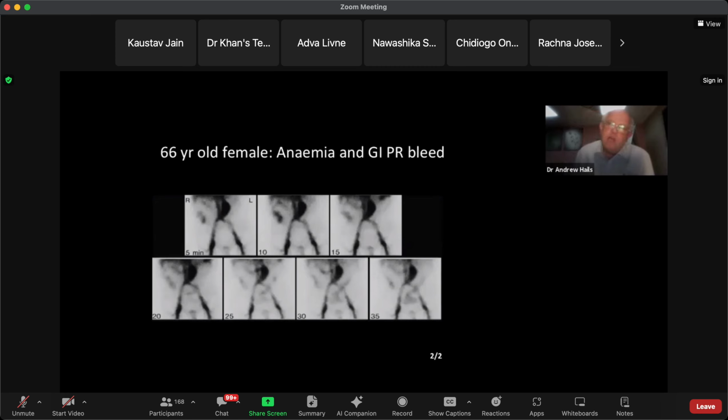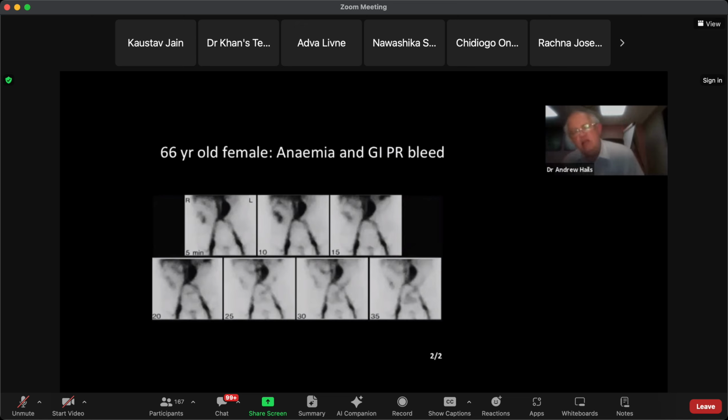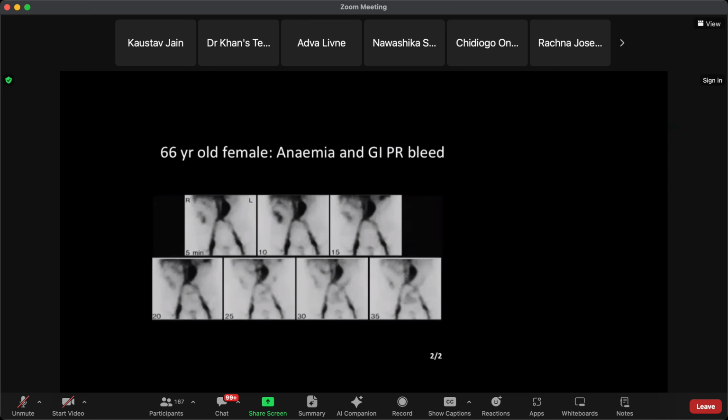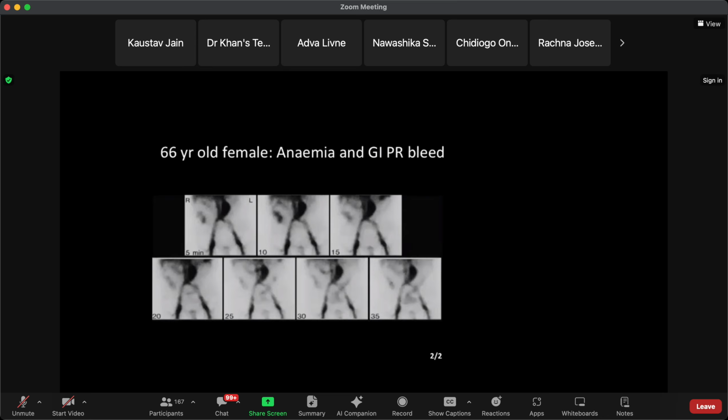Why might you normally do this kind of scan? You're trying to locate an area of bleeding. Would it be your first line, do you think? No. What would be your first line? A triple phase CT in the acute setting.